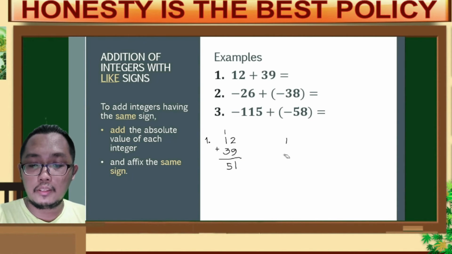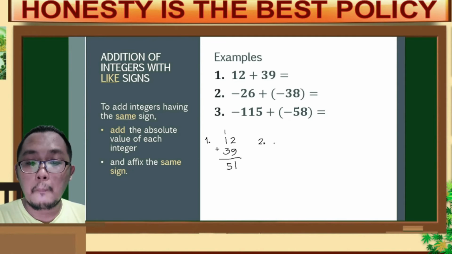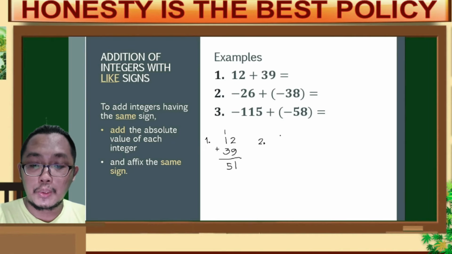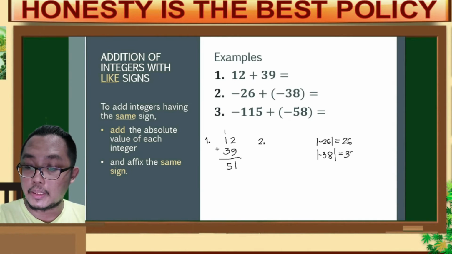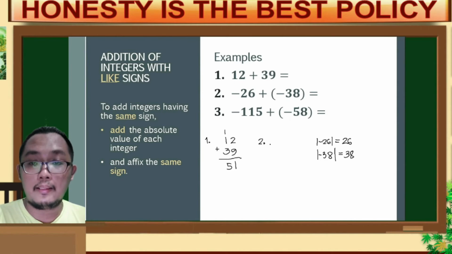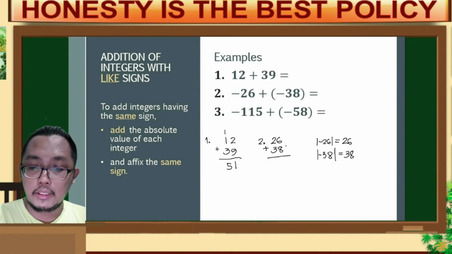And now for the second example, we have negative 26 plus negative 38. Looking at the absolute value first of those integers, starting with the absolute value of negative 26, which happens to be 26, while the absolute value of negative 38 is equal to 38. Then based on the rule, we have to directly add those absolute values. Performing the addition, we have a total of 64.